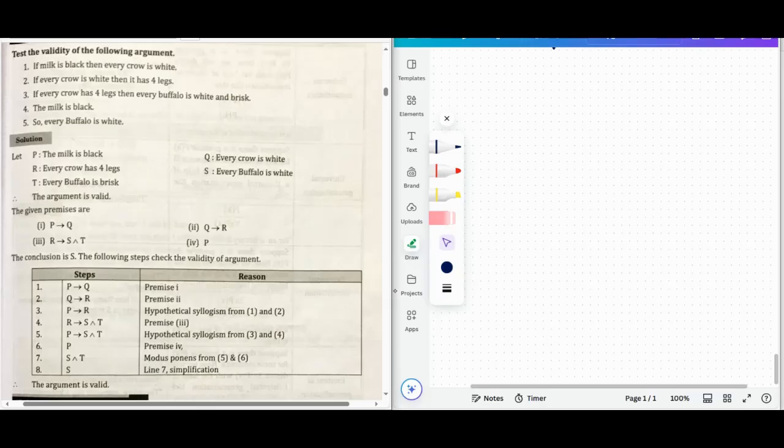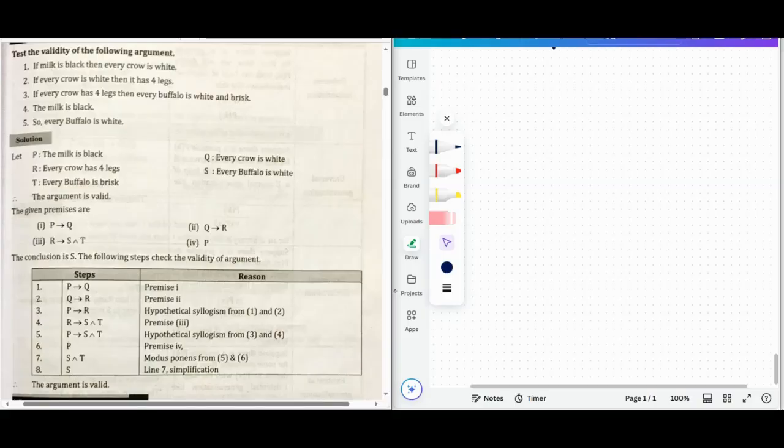If milk is black, then every crow is white. If every crow is white, then it has four legs. If every crow has four legs, then every buffalo is white and brisk. The milk is black, so every buffalo is white. So let us consider this in the form of premises.